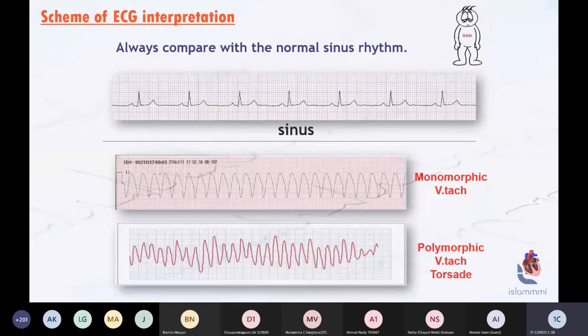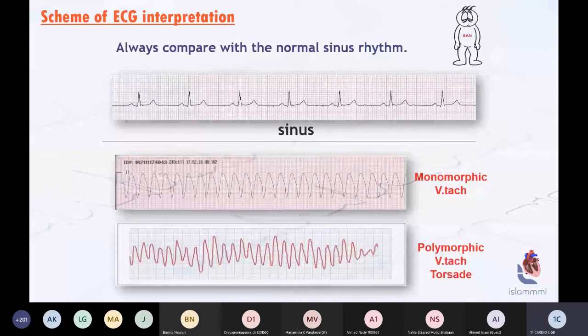Why, Dr. Islam, is it coming from the ventricle? We have a wide QRS. So if you have a wide QRS, it should come always from the ventricle. Okay? We have other reasons, but this is for cardiologists. But just remember that if you have a wide QRS, think always about the ventricle.